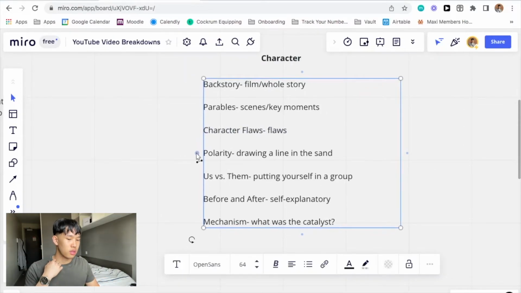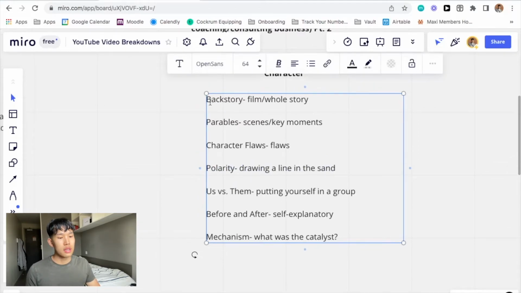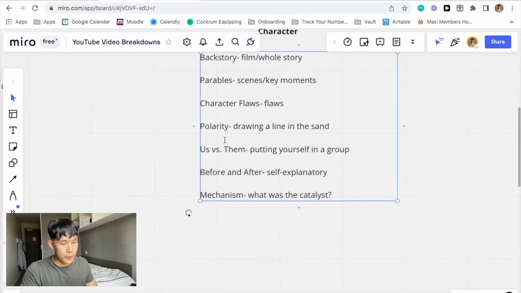Some people aren't controversial enough, they lack polarity, they're just too agreeable. Some people, they're so private with their backstory, we don't know who they are in the first place. They're just another business coach.